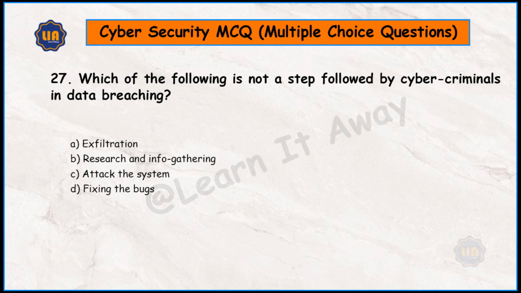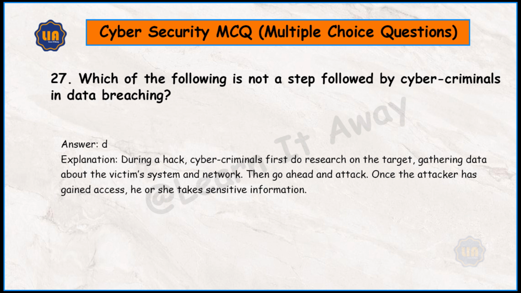27. Which of the following is not a step followed by cyber criminals in data breaching? A. Exfiltration. B. Research and info gathering. C. Attack the system. D. Fixing the bugs. Answer. D.